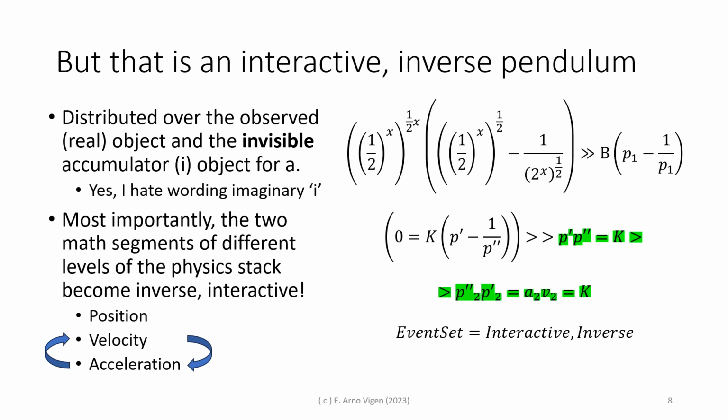Now, think of this as a pendulum. There's a pendulum sort of because, as we know from other interactives, you don't have to stay at the beginning. A basic pendulum is an inverse reaction of acceleration and velocity. So how does this work? So there's an invisible accumulator. That's the function that we call imaginary i, although, as you know, I hate that wording. It's invisible.